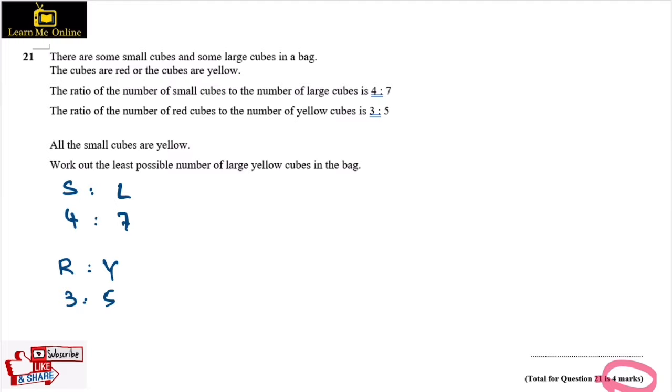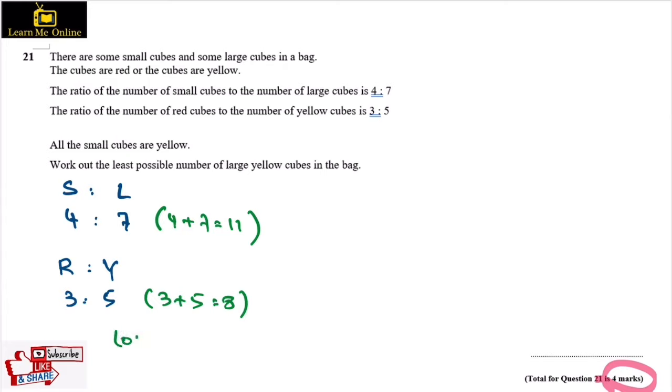We have got the information given about the small to the large, and we have got the information given about the colors as well, which is the red to the yellow ratio. Okay, now the first thing we're going to do is find out the lowest possible number of the cubes. So first of all, 4 plus 7 makes 11, and here 3 plus 5 makes 8. We try to make this 11 and this 8 to the lowest common multiple.